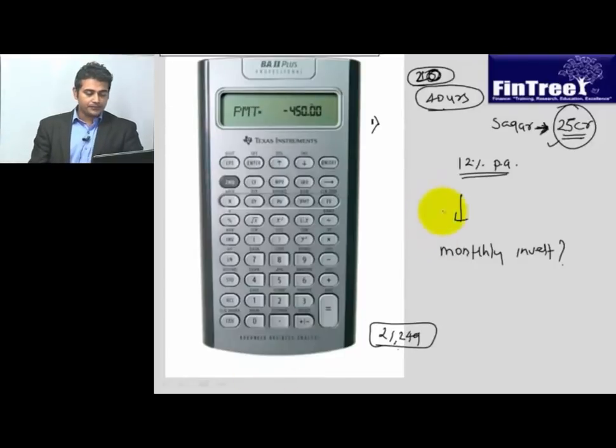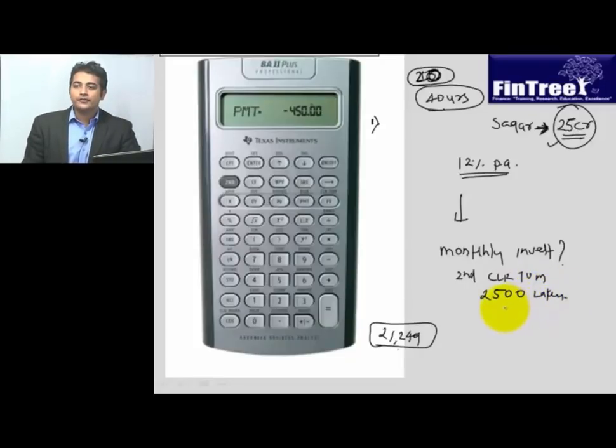Let's do this together again. First say second and clear TVM so that everything in your memory is deleted. If your calculator is on the beginning mode, bring it back to end mode. If it's on the end mode, don't do anything. Now say that I want 25 CR 40 years from now. So since I want this amount in future, this is my future value. To avoid zeros, we would simply say 25 CR is equal to 2500 lakhs. So keep 2500 as your future value.